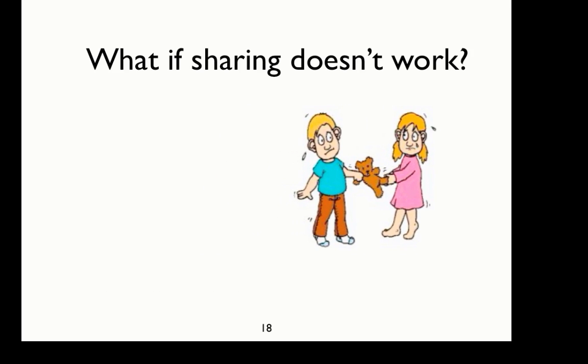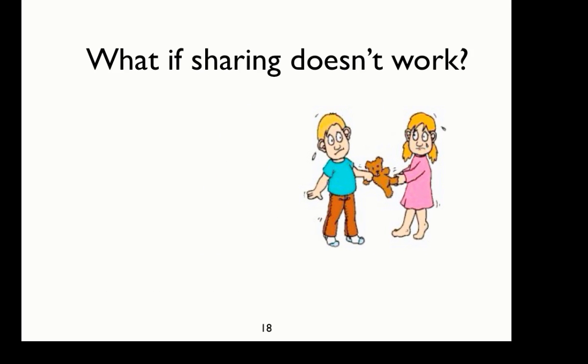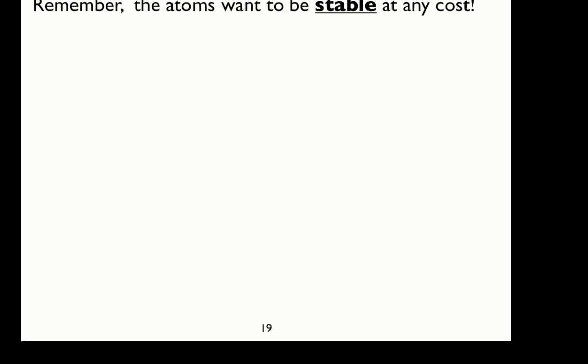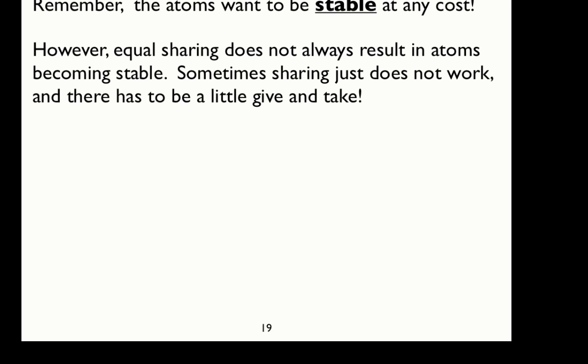The question is, what if sharing doesn't work? What if, in fact, they're not all nonmetals? All right. So what we want to happen is we want the atoms to become stable. However, it's the thing about equal sharing that kind of messes with this. Sometimes, even with equal sharing, it's just not going to fill the outermost energy level. And that's the goal, right?